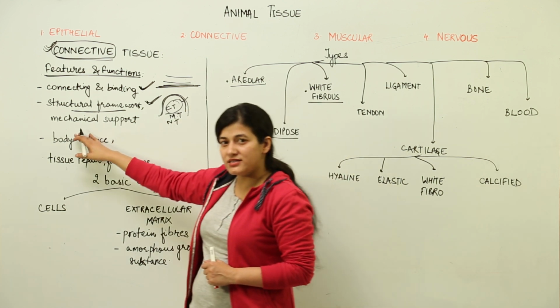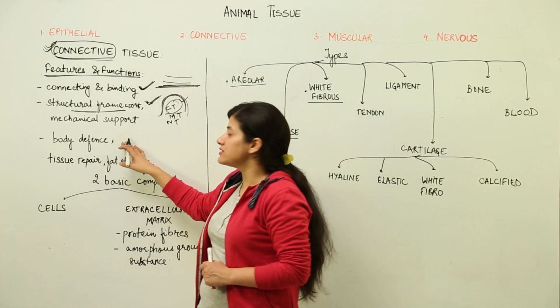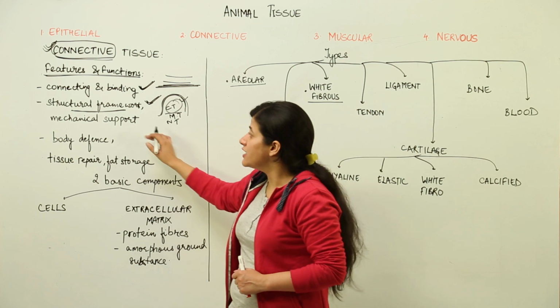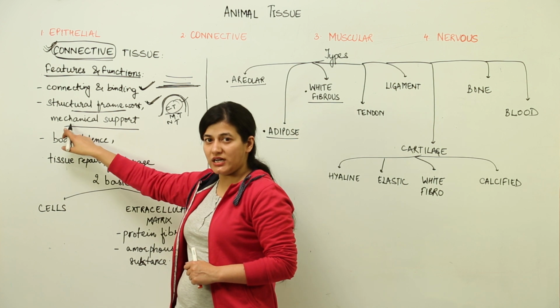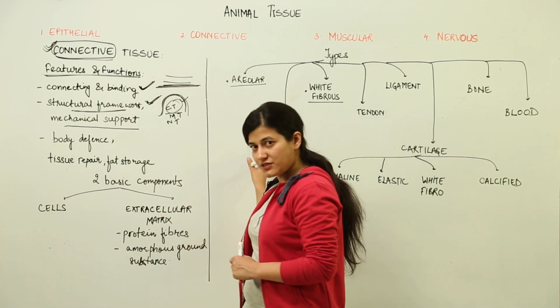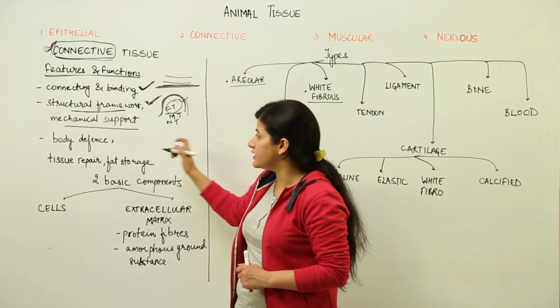Then it also provides the mechanical support. As in the case of bones and cartilages, they are for mechanical support. The names that I am taking, like bone, cartilage, areolar tissue, these are types of connective tissue only, which we are going to discuss later on.